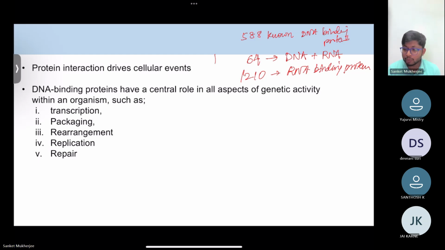So what are the important proteins which are DNA binding proteins? The proteins involved in transcription, packaging of DNA, like the histone proteins, DNA rearrangement, and DNA replication, like the polymerases. The polymerases are a group of proteins which need to bind to DNA. And even the repair proteins that we have already discussed, there are several proteins involved in DNA repair pathways. Those proteins also need to bind to DNA for their function, right?